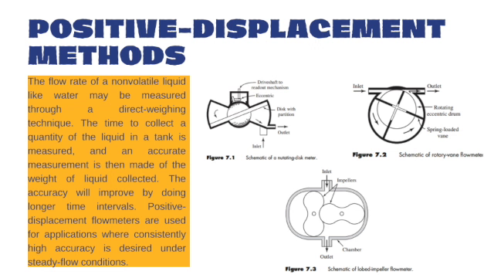The uncertainties of Figure 7.2 are around 0.5%. In Figure 7.1, it's within 1%. In Figure 7.3, the lobed impeller meter can be used for either gas or liquid flow measurements. The impellers and case are carefully machined so that an accurate fit is maintained.